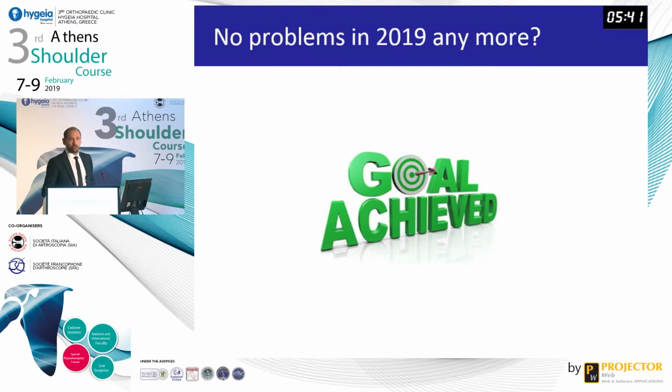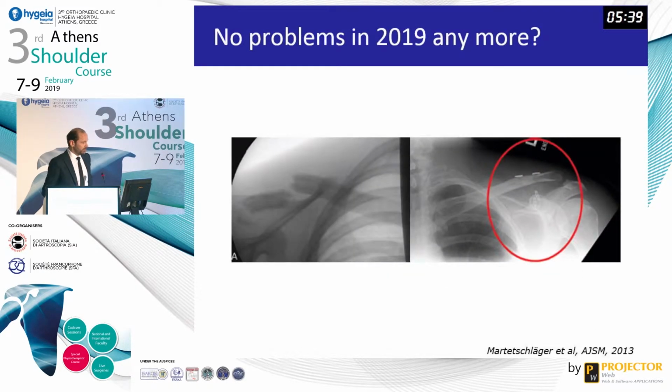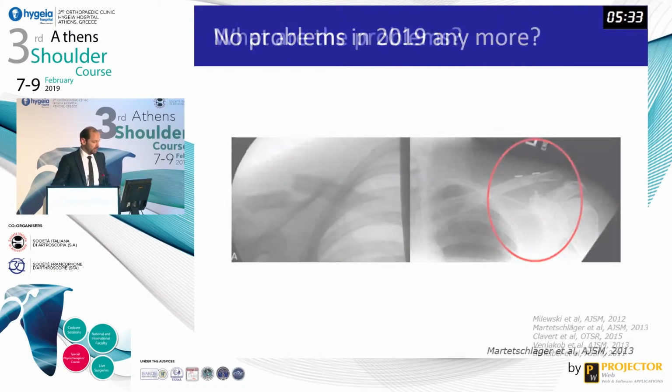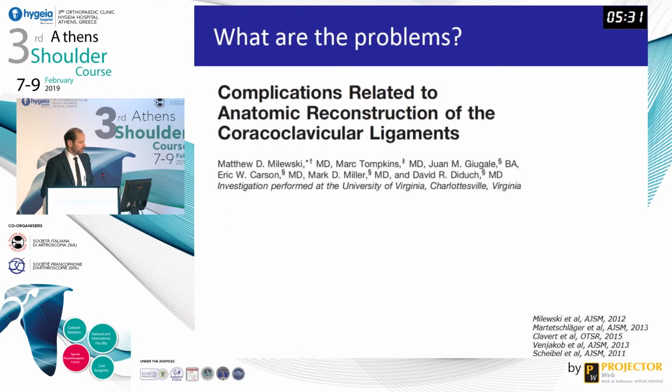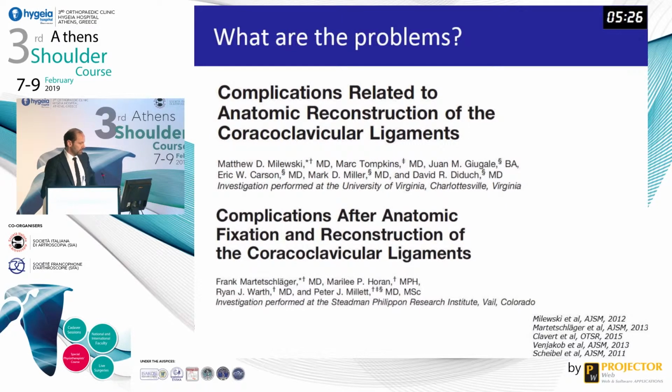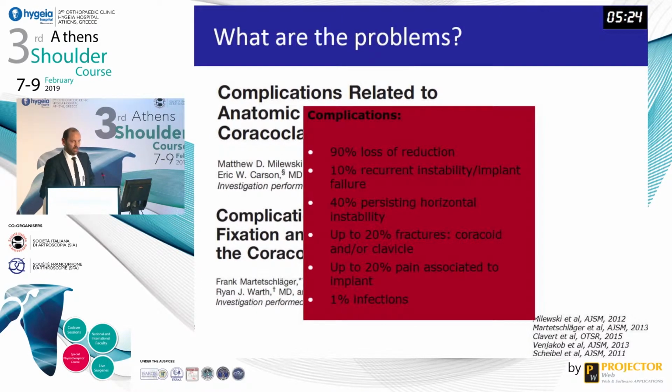So, goals achieved in 2019, everything is fine? No, of course not. It's the AC joint. There is never everything fine. You can see what can happen, things can break out. And if you look at the problems, and we did it in a study as well, like Matthew Milewski did, this is what can happen even today.